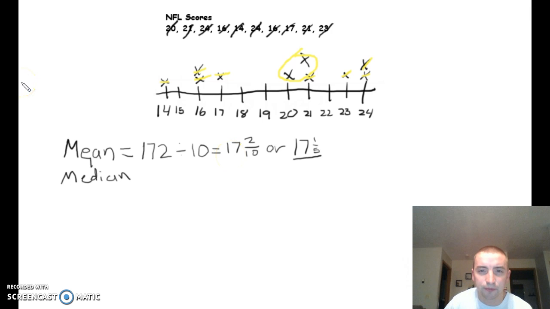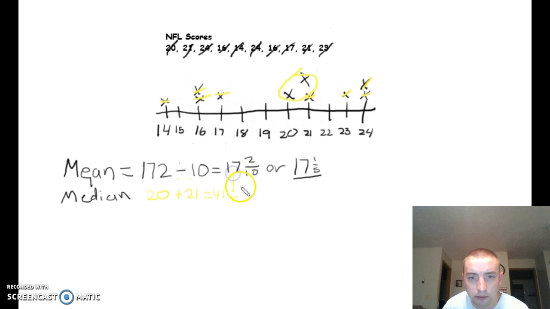So in order to find it, I'm going to have to add 20 plus 21 equals 41. And then I'm going to divide it by 2. So I should get 20 and a half for my median.